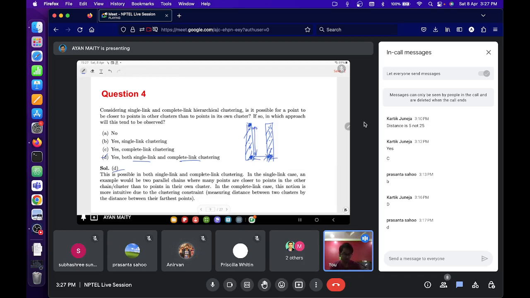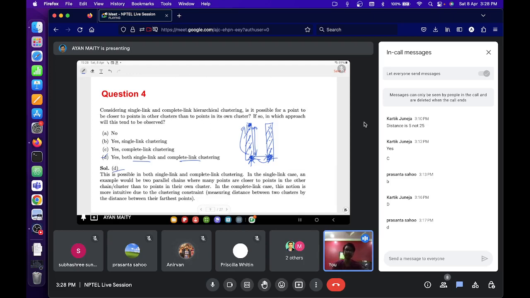So for this point, these points are much closer than this point. So points in other clusters would be closer than points in its own cluster. So that's why in single link also it is possible, and single link clustering would be able to find such clusters, such parallel chains, 2 parallel chains. It would be able to find such clustering using single link agglomerative hierarchical clustering also.